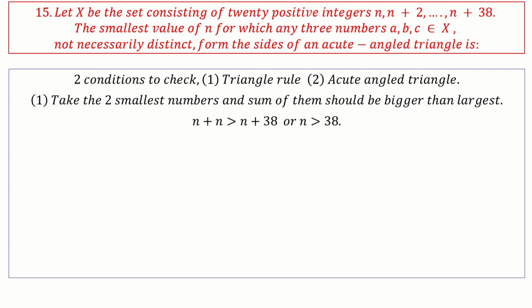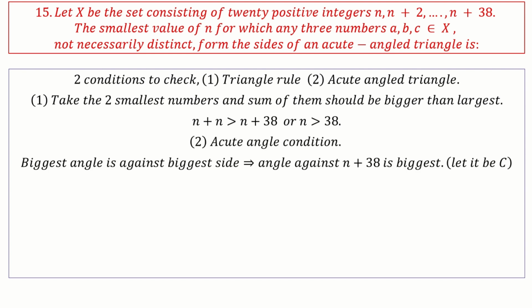Now the acute angle condition is, let's say the biggest angle is against the biggest side. So the angle against n plus 38 is the biggest angle. Let it be C. Now the biggest angle should be less than 90. Then the other two angles also will be less than 90. Correct? That's what we are trying to check.